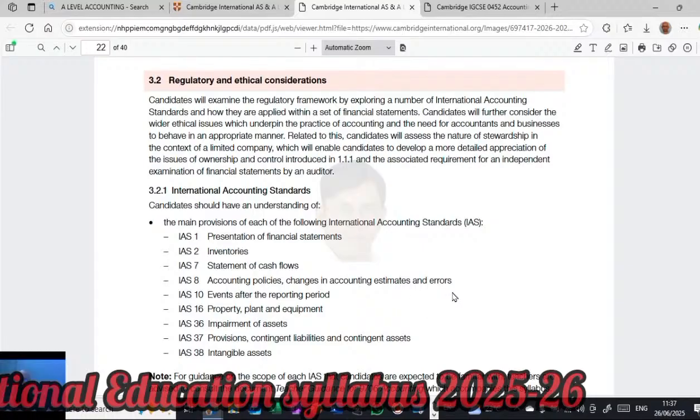What happens when there are changes in accounting estimates, errors? Events after the accounting period: if there is any event, how to record and report it. Property, plant, and equipment: how to record and report, and various concepts related to it. Impairment of assets, what is impairment, and how to deal with it. Provisions, contingent liabilities, and contingent assets. Intangible assets, and concepts related to intangible assets. We'll be discussing all this in detail.